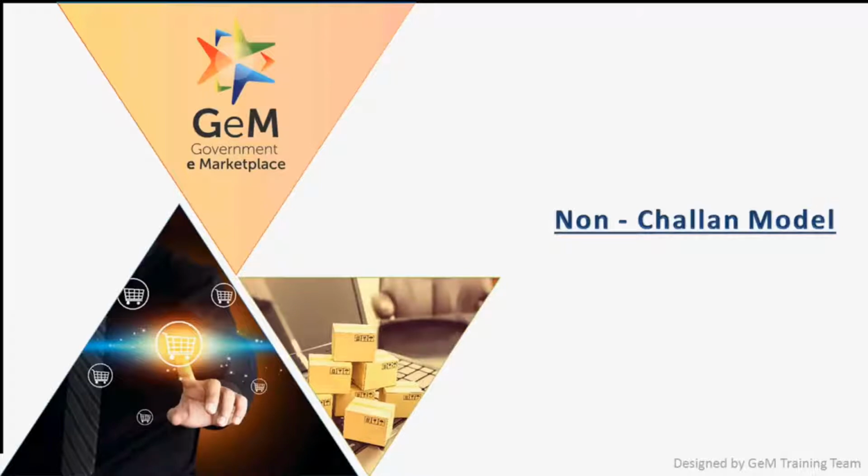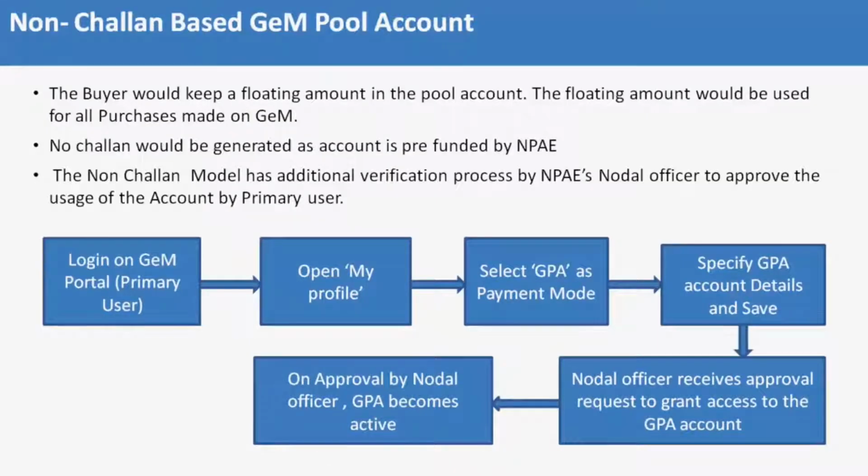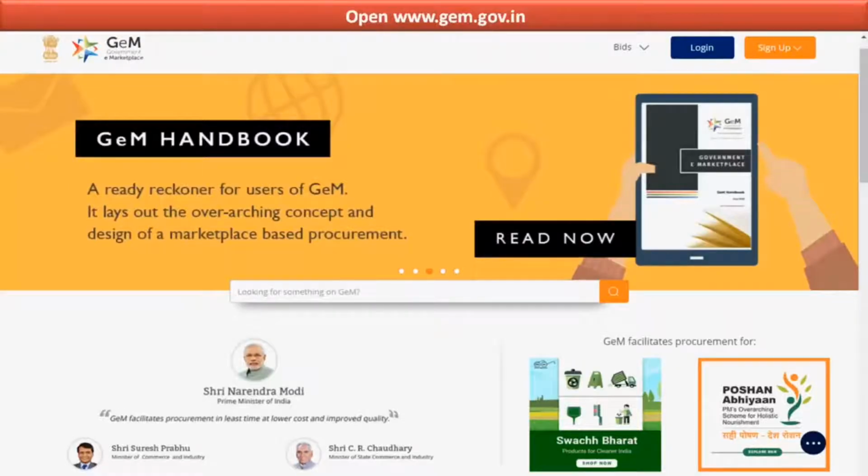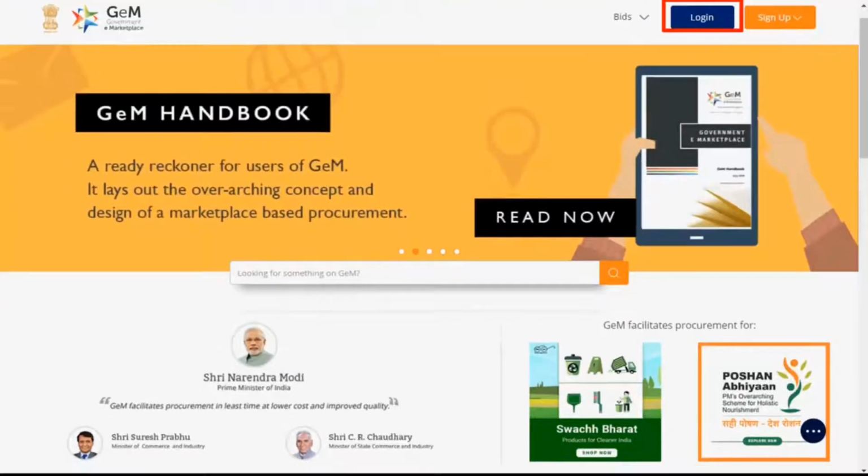The non-Challan model requires an additional verification process by NPAEs' nodal officers, to approve the use of the account by the primary user. In the non-Challan model, the primary user first needs to onboard to the GPA. To do so, open www.gem.gov.in and click on Login.